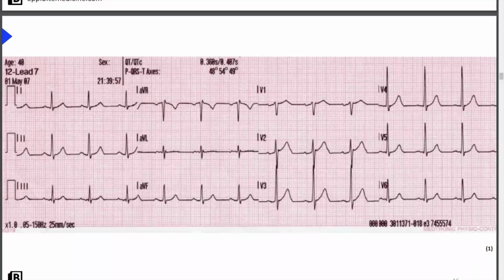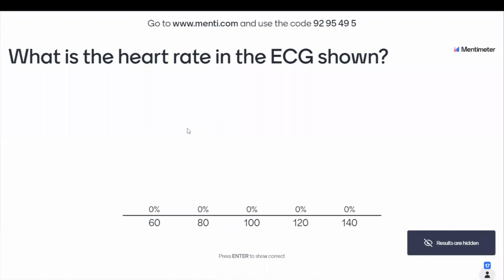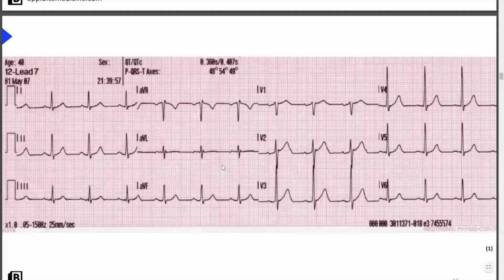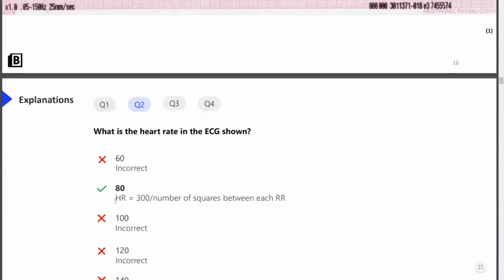That's the ECG. Really important that you know how to calculate heart rate. You'll be asked it for sure in your OSCEs and on the wards. And if you don't know how to calculate the heart rate on an ECG, it usually does tell you at the top, but sometimes consultants like to quiz you. And if you don't know how to calculate it, you'll look a bit foolish because it's quite a straightforward thing. Very good. 80, nailed it. So how do we calculate heart rate? It's 300 divided by the number of squares between each RR interval.